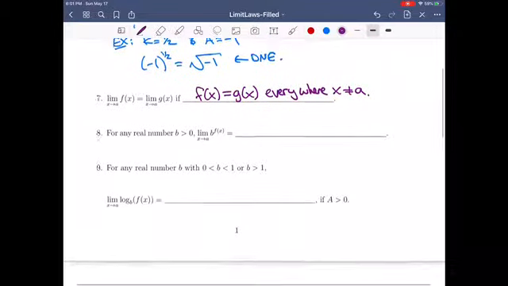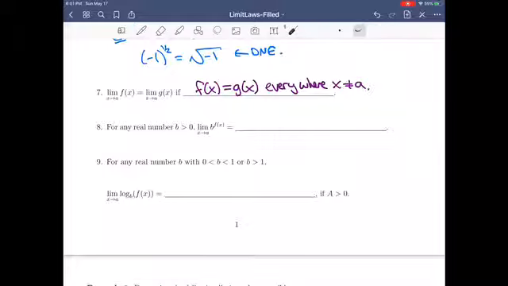So now if you have a real number b bigger than 0, probably not 1 as well, and you want the limit as x goes to a of b to the power f of x, you can actually put the limit in the power. So it's b to the power limit of f of x as x goes to a, which is going to be b to the capital A.